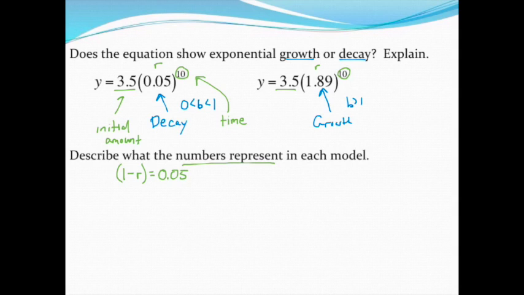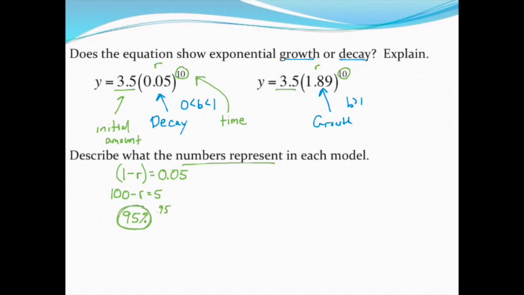Well, if you don't like working with decimals, you could change these into percentages. So 1 would represent 100%, minus what rate would get 5%. Well, looking at it that way, I can see that my rate of decrease must be 95%. So it's not the number in parentheses, it's the number we took away from 1 to get that. So in this case, 95% or 0.95 would represent my percent decrease.